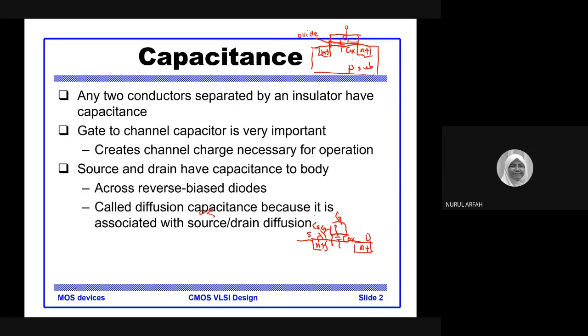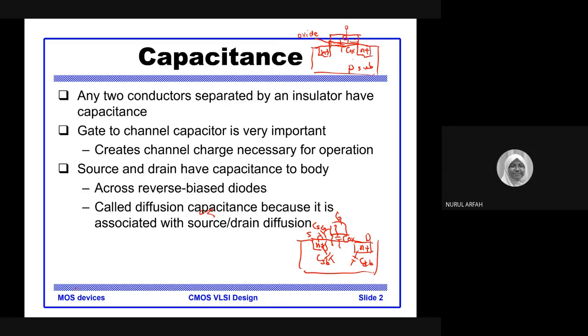It creates the channel charge necessary for operation. And the source and drain have capacitance to the body here, because this is the P substrate. Another one over here, the capacitance of source and body, and also drain and body. But we do not want these two capacitances. We want to eliminate as much as possible the parasitic capacitance in these transistors.